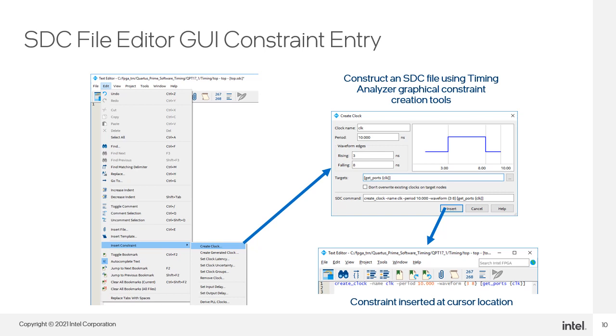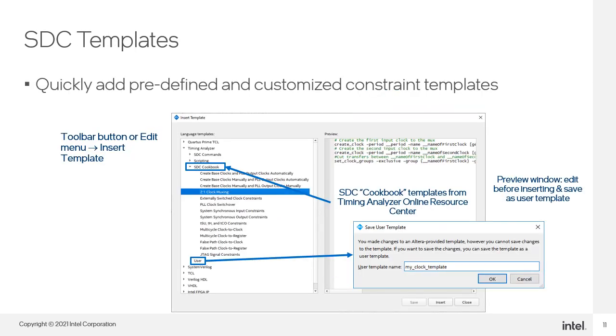The templates in the text editor are accessed from the Edit pull-down menu or by selecting the parchment-looking button on the text editor's toolbar. The templates are pre-built code that makes it easy to insert blocks of code into your SDC file. The templates are found in both the SDC commands and the SDC cookbook sections of the language templates. The highlighted example shows how you would create SDC code for a 2-to-1 clock mux. The language template also features a user template section where you can create your own block of code to save in the user template area.